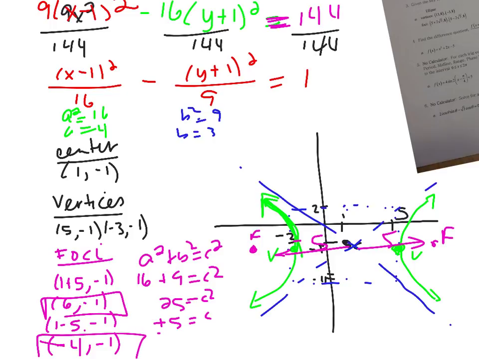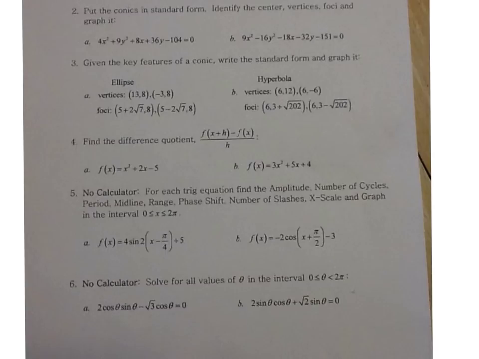Okay, so let's take a look at number 3. Number 3 is to write the conic in standard form, and you have to graph it. So the first one is going to be the ellipse. A is the ellipse, B is the hyperbola.